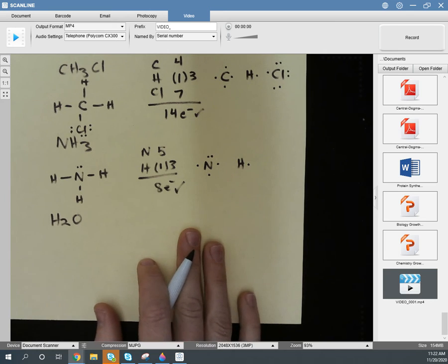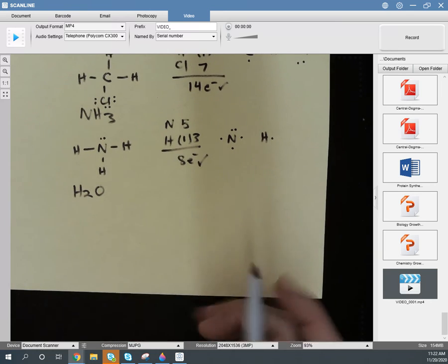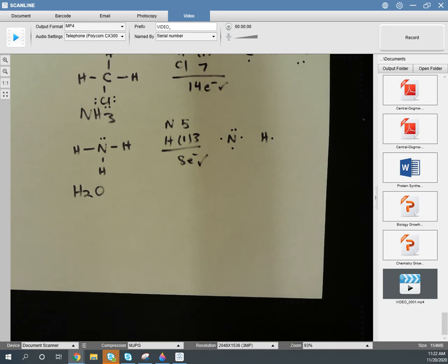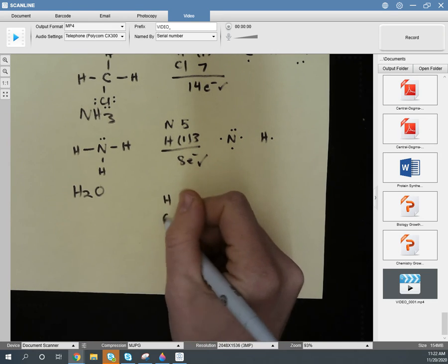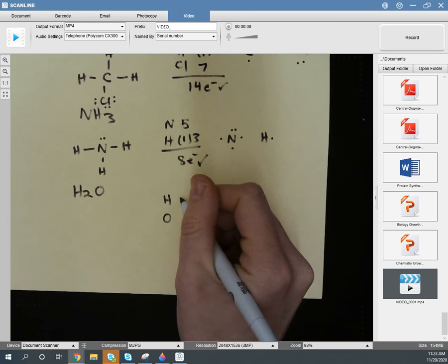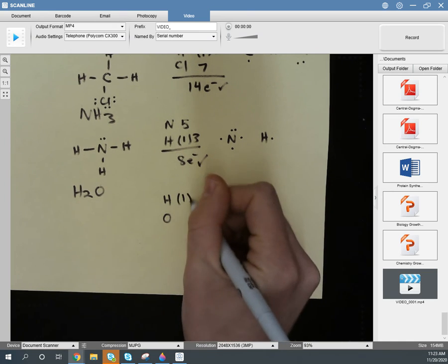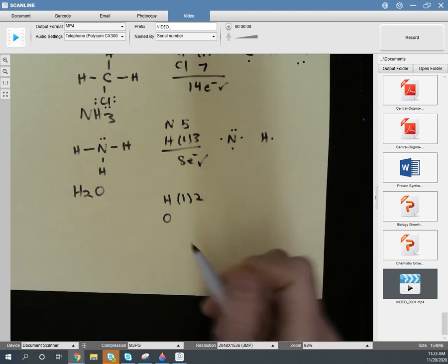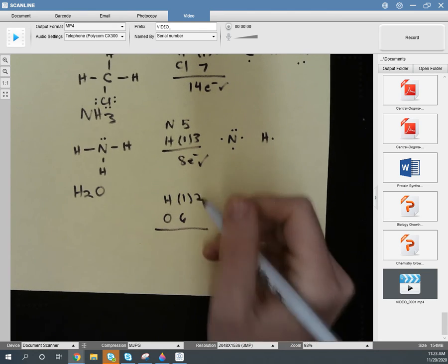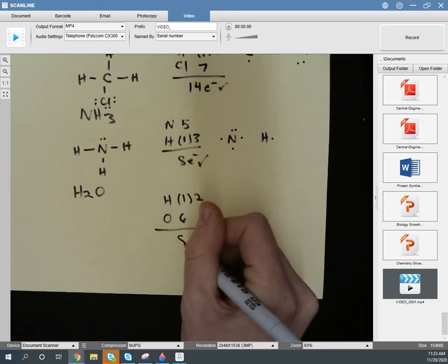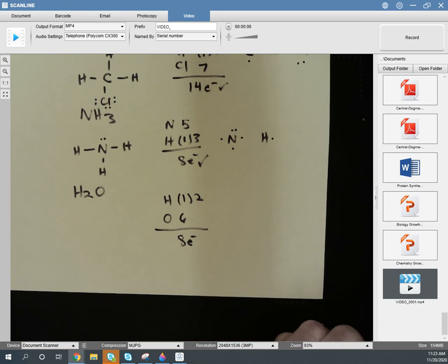Okay, let's do our last example. Our last example here is water. Remember, we're going to list all the elements, hydrogen and oxygen. Hydrogen has 1 valence electron, but there's 2 of them, so we're going to multiply that by 2. Oxygen is in group 16, so it has 6 valence electrons. So 2 plus 6 gives us a total of 8 valence electrons in this molecule.